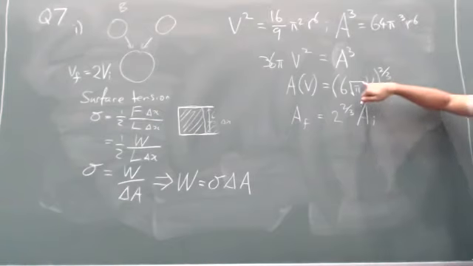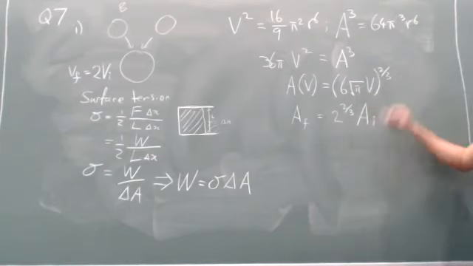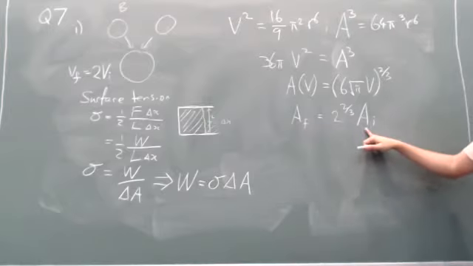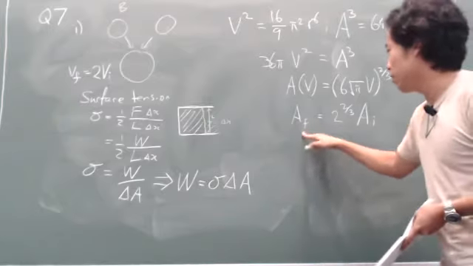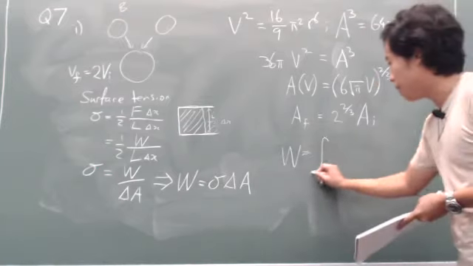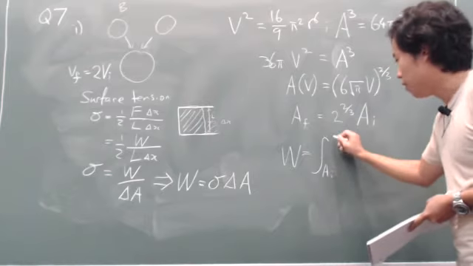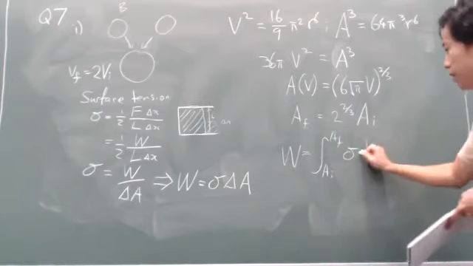Because if you just put in 2 times V in here and then take the 2 out the front, it will carry this power 2/3. And the rest of the terms in the bracket will just equal the initial area. So your final area is related to the initial area like that. So now we can work out the work done by this coalescing. It is given by the integral from the initial area to the final area of the surface tension sigma times the change in area.